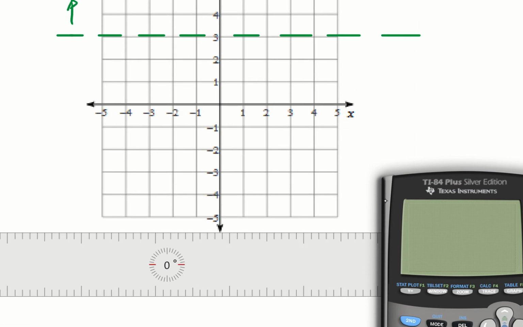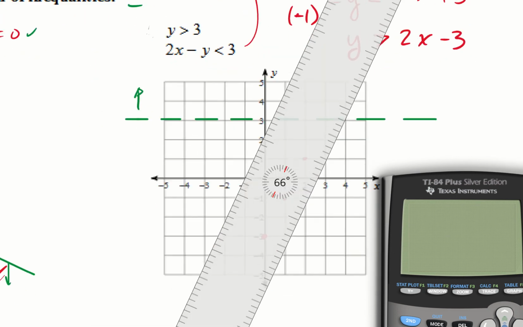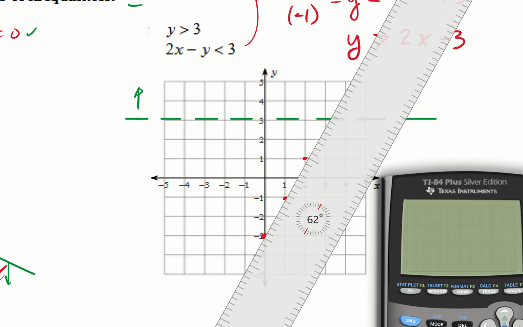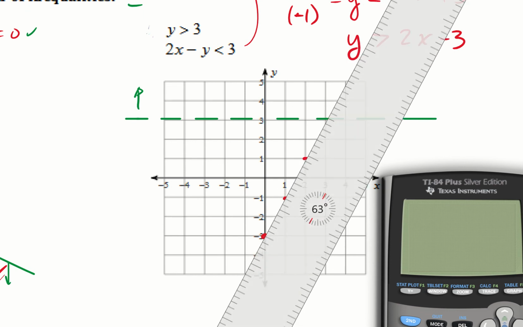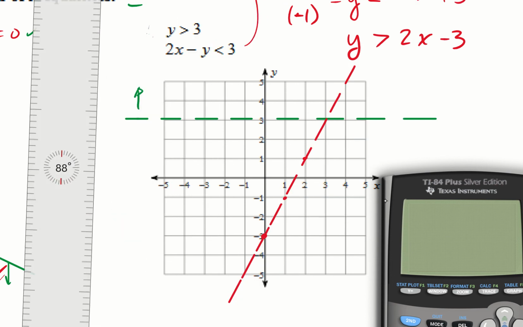I'll place a dot there. Then I'm going to go up 2 units over 1, up 2 units over 1. That's enough. I can grab my ruler and line the ruler up. And then from there, it was greater than, so it's just a dashed line. So I'll go ahead and dash these lines. And there we go. And again, y's were above this line, so I'm looking for things above that.